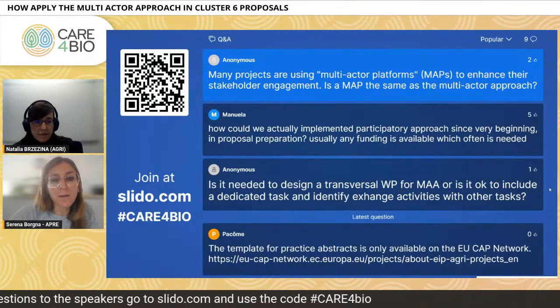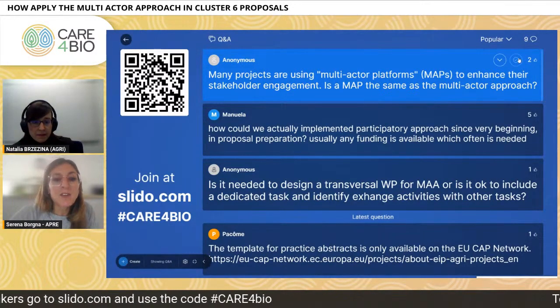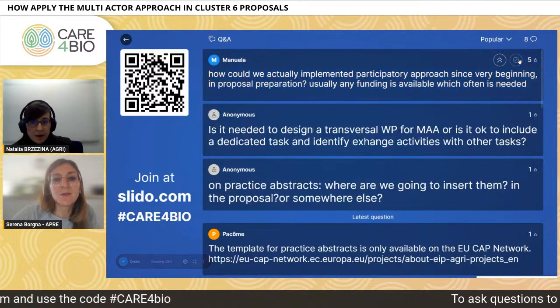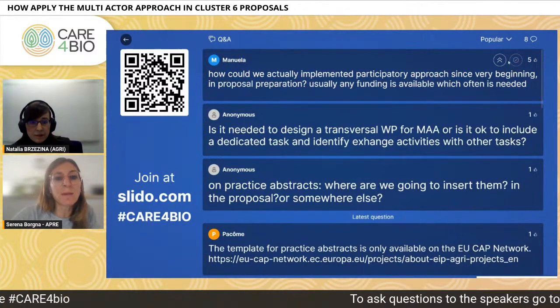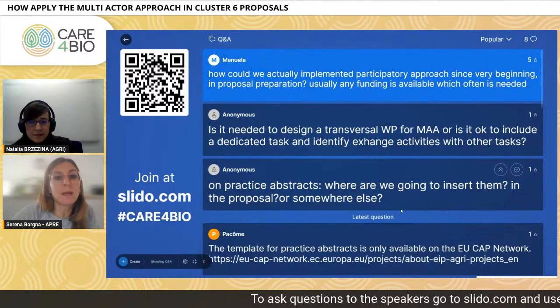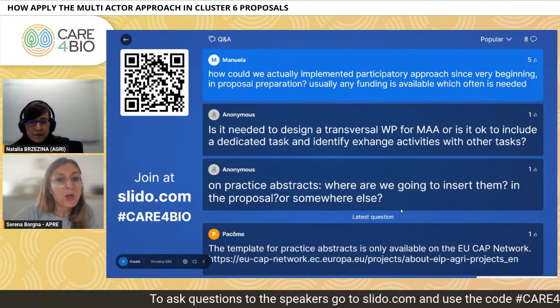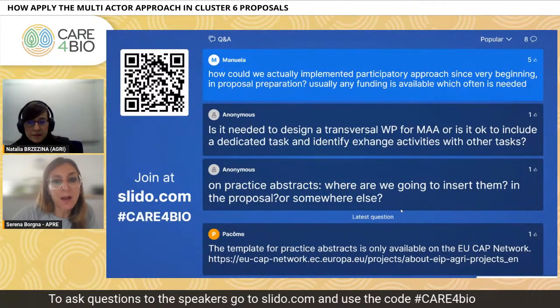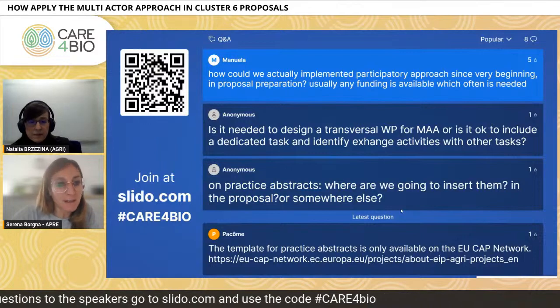Thank you, Natalia. Just the last one, this one about how we could actually implement the participatory approach from the very beginning, in proposal preparation, when usually no funding is available, which is often needed.